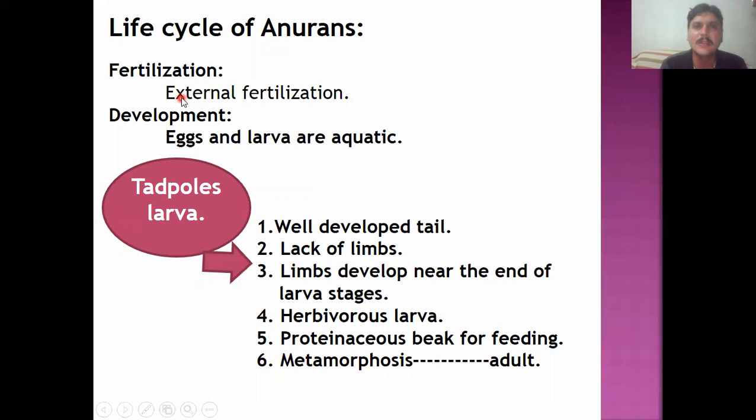Life cycle: fertilization is external, and in development the egg changes into a larva, and the larvae are aquatic. That's why you can say that the frog moves inside the water for fertilization, because fertilization also takes place inside the water in the case of frog, and then development also takes place inside the water. The larva that develops from the egg is called a tadpole larva. There are some characteristics of the tadpole larva.